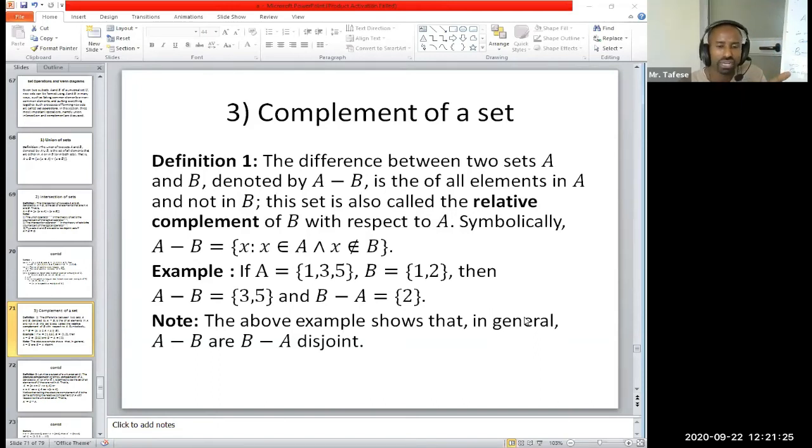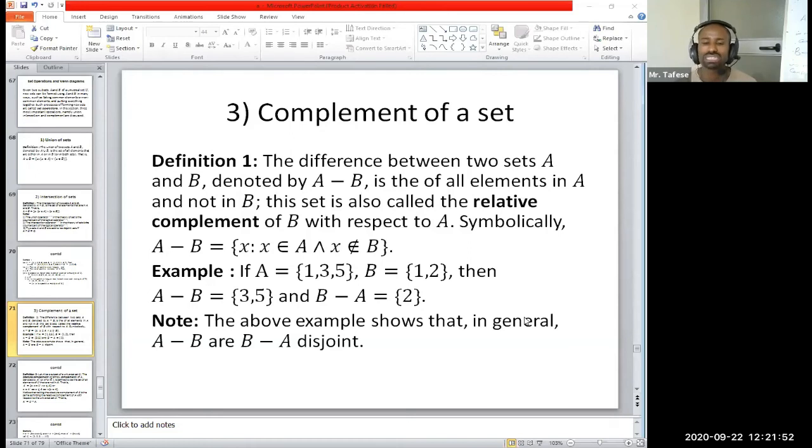Therefore, A without B, or the relative complement of B with respect to A, is a set consisting of 3 and 5. What about B without A? Among the elements of set B which are not found in A, only the number 2. Number 2 is the element which is found in B but not found in A.